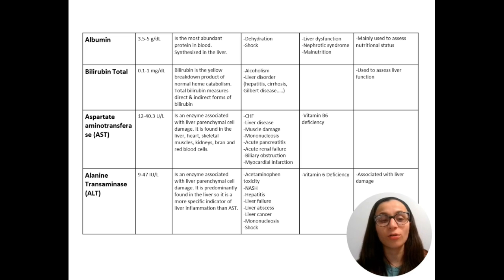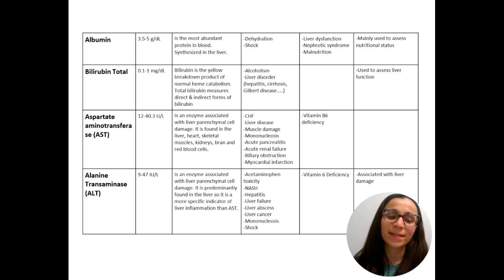Next we go on to the total bilirubin. It's used to assess liver function because bilirubin is a yellow breakdown product of normal heme catabolism. Total bilirubin measures the direct and indirect forms of bilirubin. If it's elevated, it usually points to a damaged liver, like a liver disorder such as cirrhosis, etc., or alcoholism.